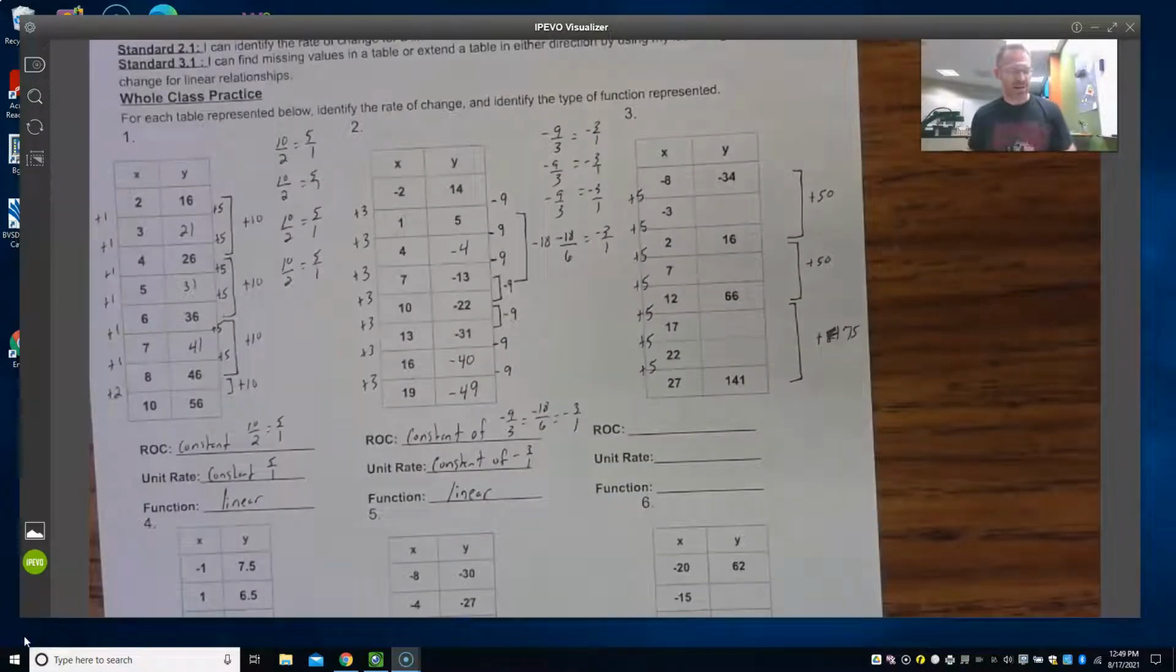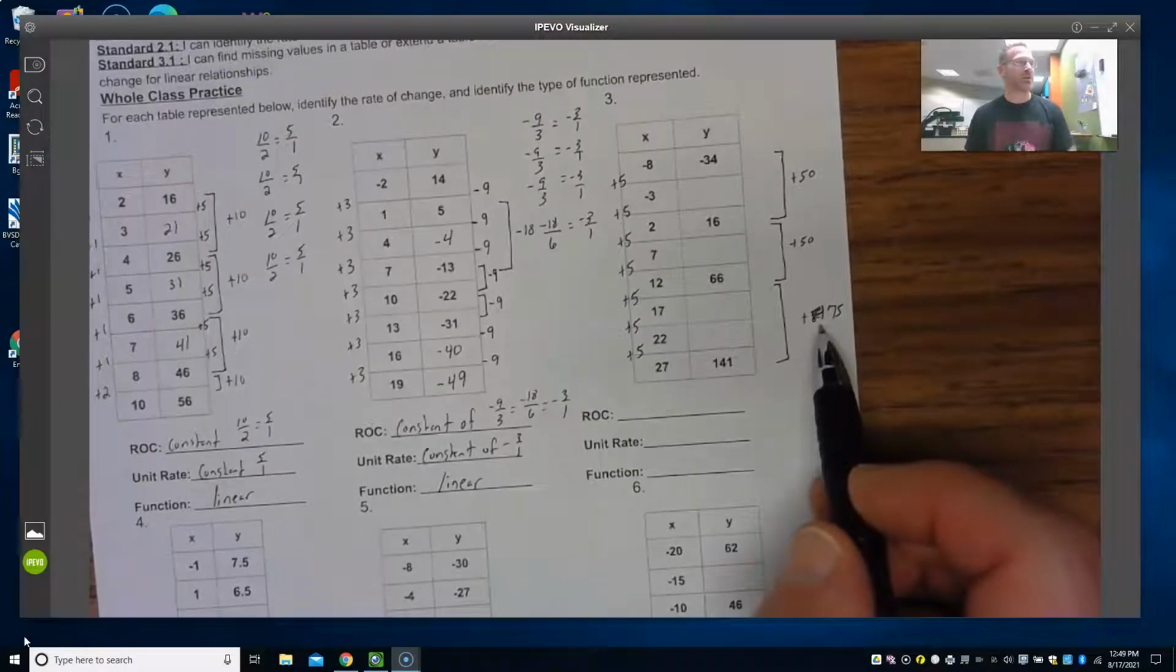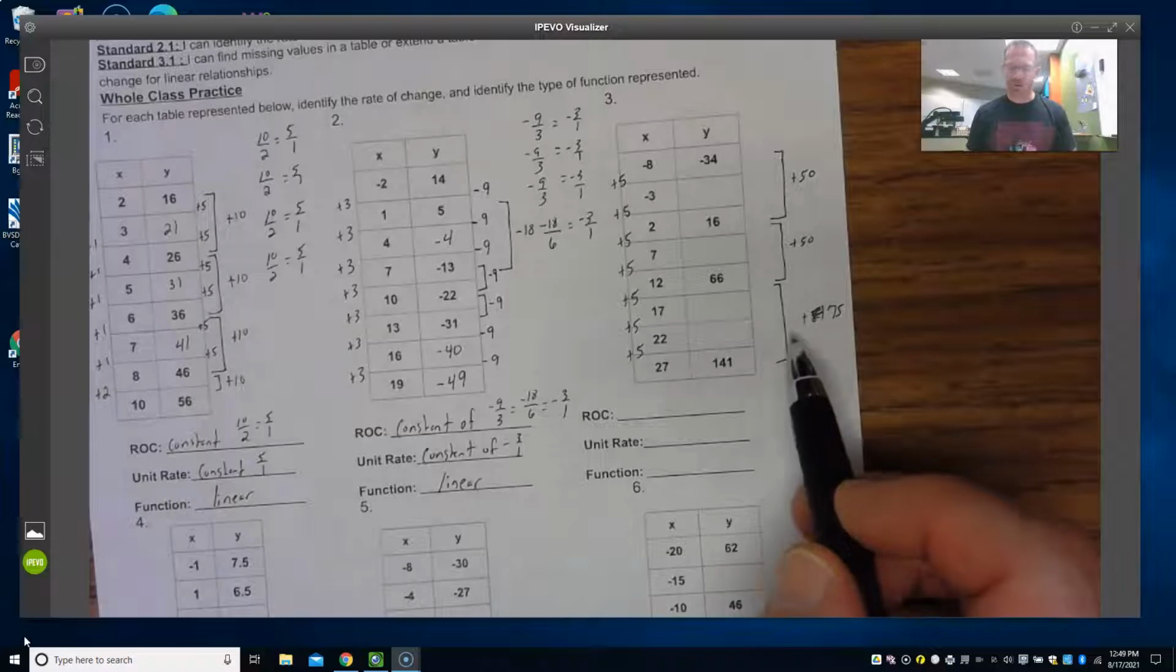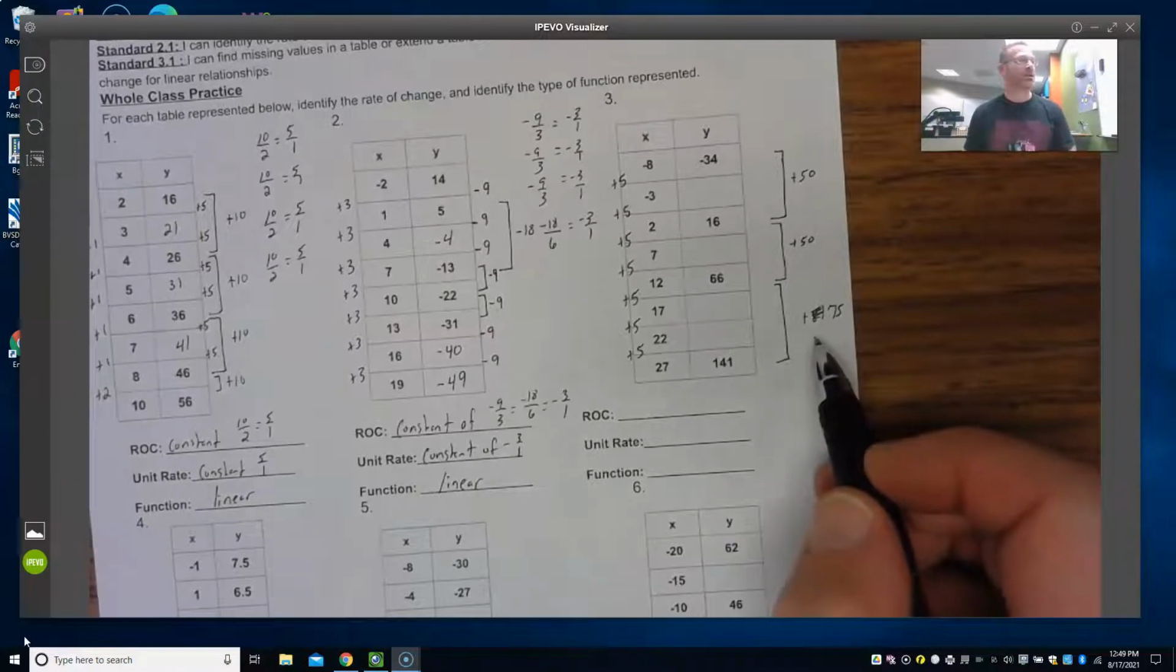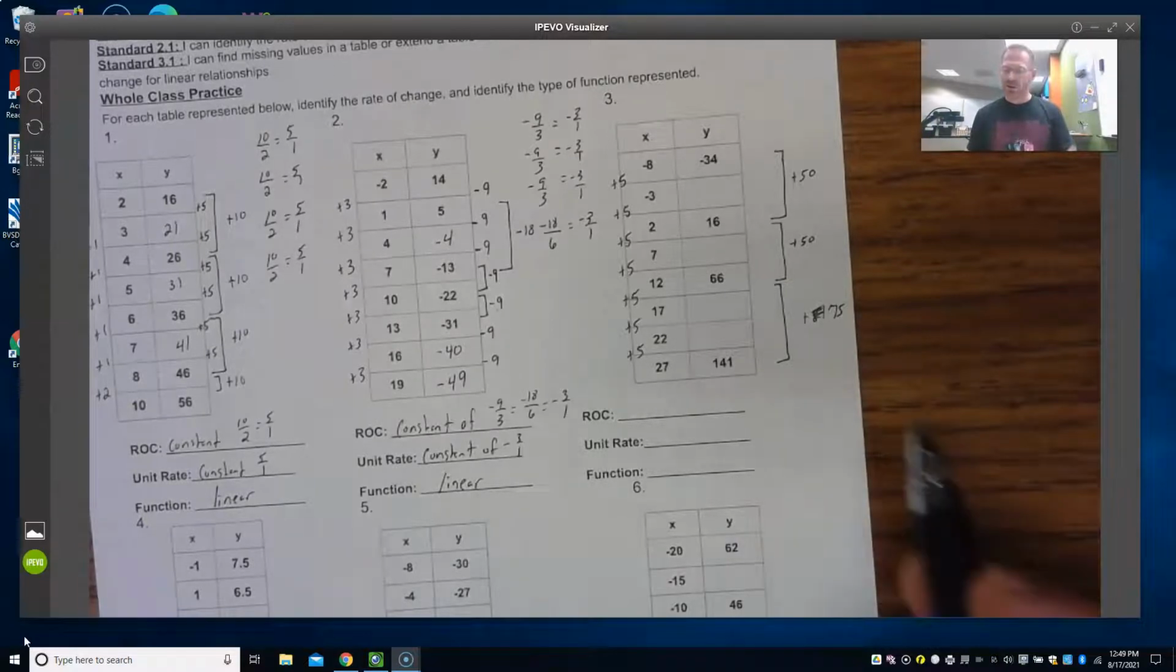All right, so I found it. I was hitting the wrong key on my calculator. All right, so this should be a plus 75 here. So if you want to correct that really quick: 141 minus 66. I was putting in 60 instead of 66, and that was why it didn't seem right to me. All right, so now let's look at our rates of change.